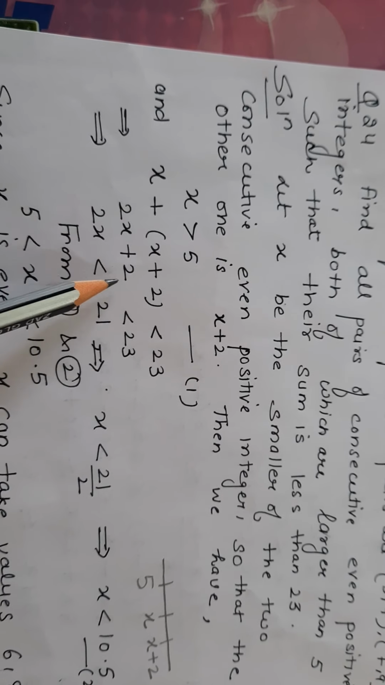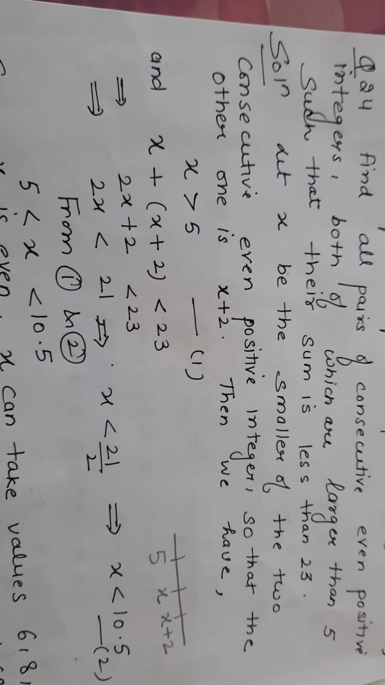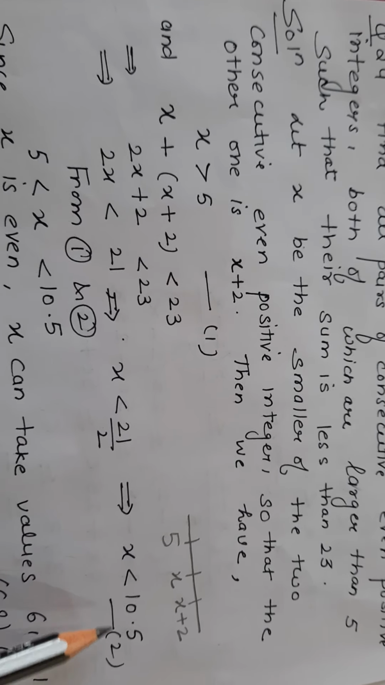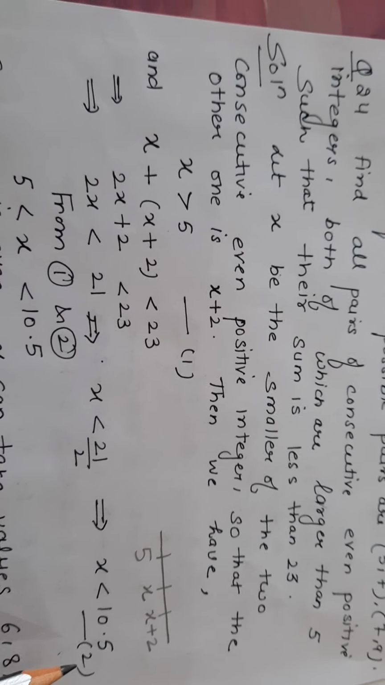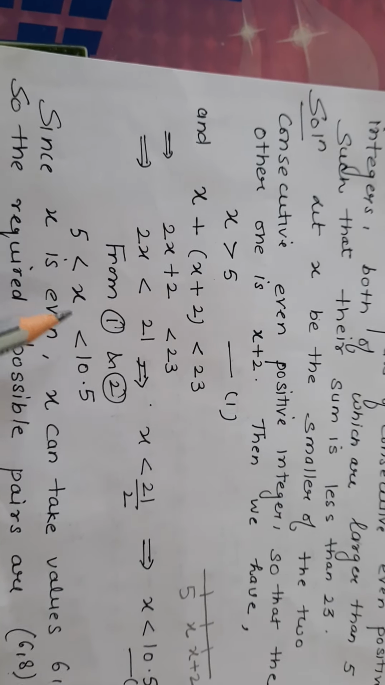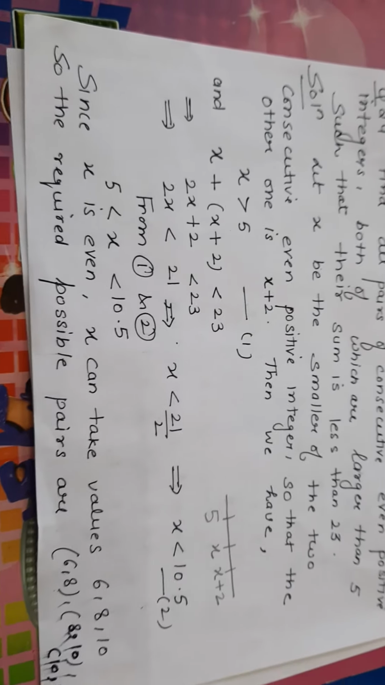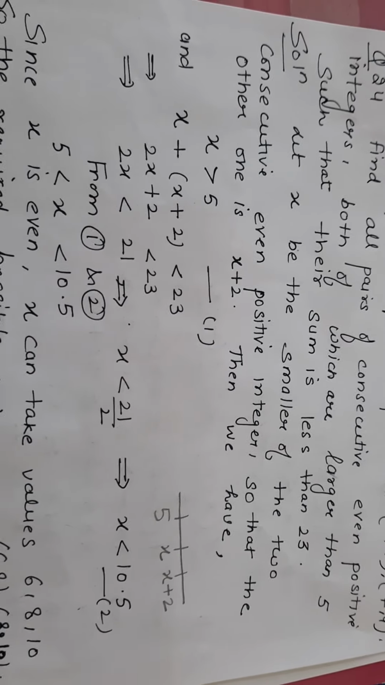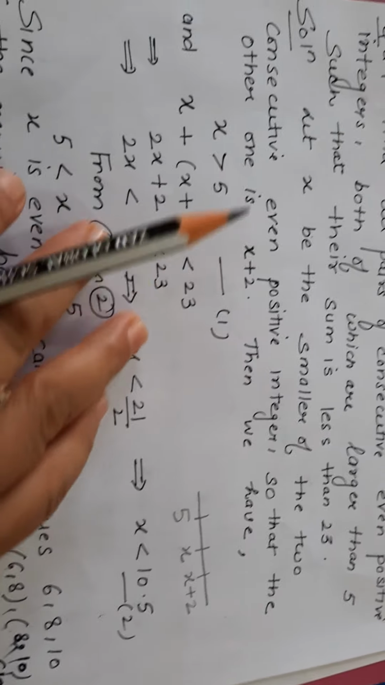On solving, 2x plus 2 less than 23. So here 2x is less than 21. If I divide by 2, the sign will remain same. x is less than 21 by 2 or x is less than 10.5. Now from these two equations, we are going to have x greater than 5, but less than 10.5. So I have combined them. x is more than 5 but less than 10.5. Now since x is even, x can take values 6, 8 and 10. You have to find the pair. So the consecutive even integers pairs will be 6, 8; 8, 10; and 10, 12. Next question.